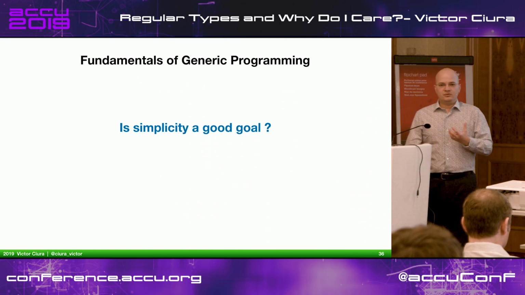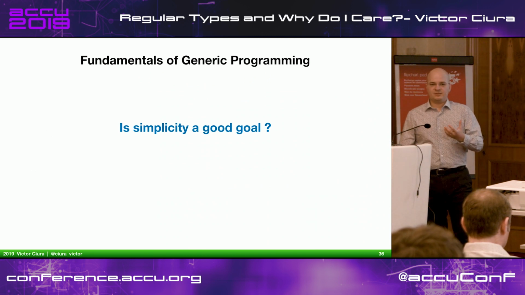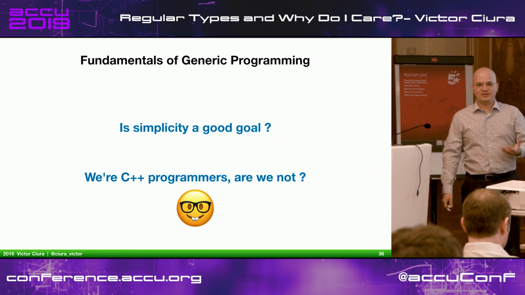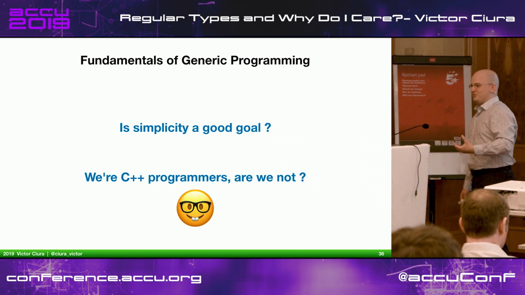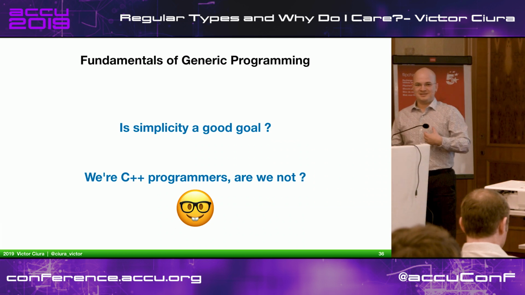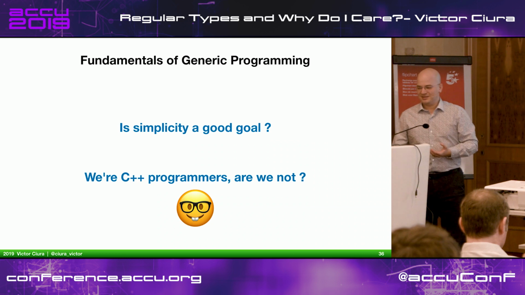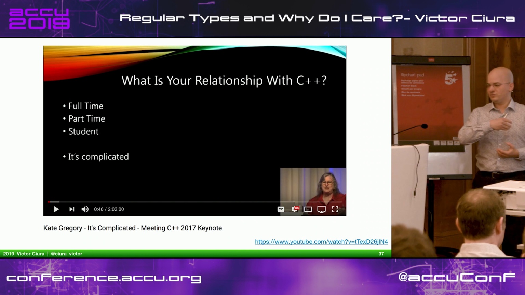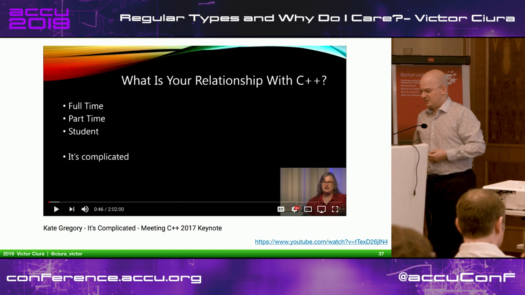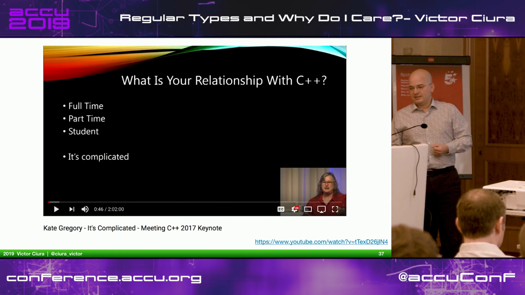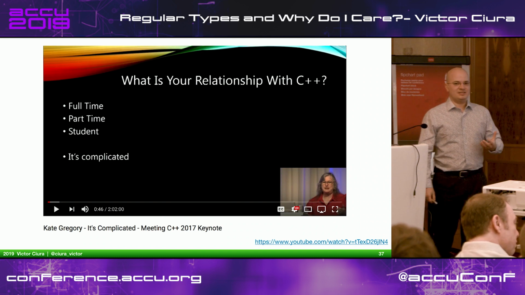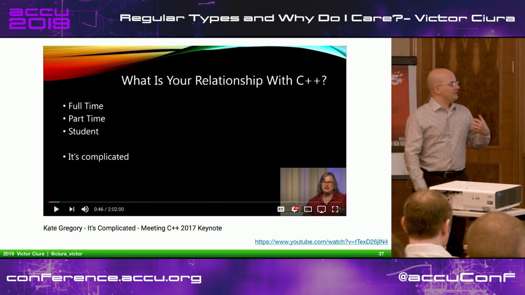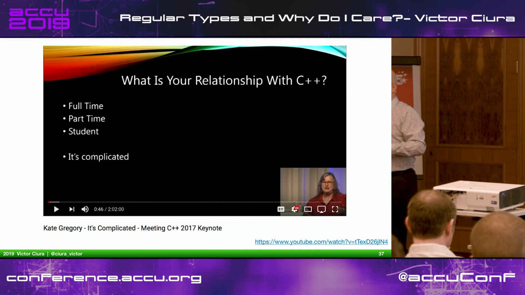But is simplicity a good goal? Is it something that we need to strive for? We're C++ programmers, aren't we? I think we have a foolish pride in our industry in thriving in complexity. And for this, I'll point you to a wonderful keynote by Kate Gregory from 2017 at Meeting C++ about simplicity, and is simplicity a good goal for us, and what we should strive for.